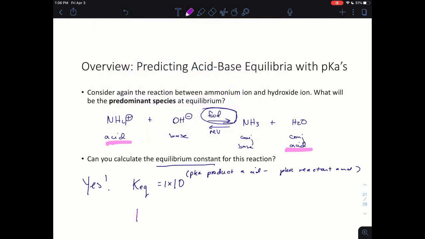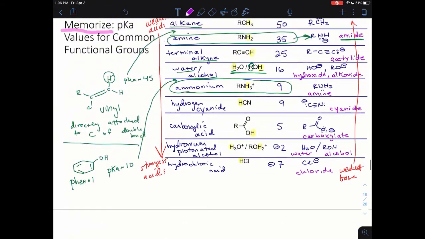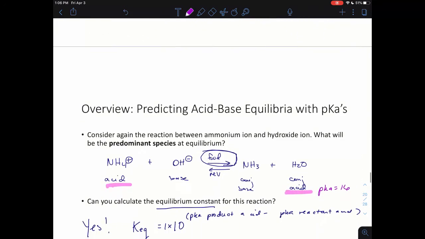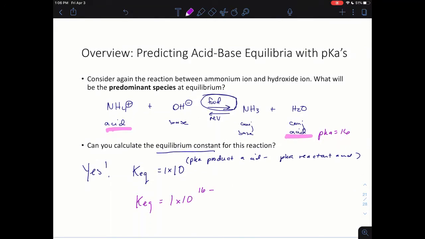So the equilibrium constant here will be 1 times 10 to the pKa of the product acid, which is about 16. You're looking at your chart. Water has a pKa of 16. The reactant acid, ammonium, has a pKa of 9. So this equilibrium constant is going to be on the order of about 1 times 10 to the 7. So yes, that is much, much greater than 1, and thus it confirms your prediction. Well done.